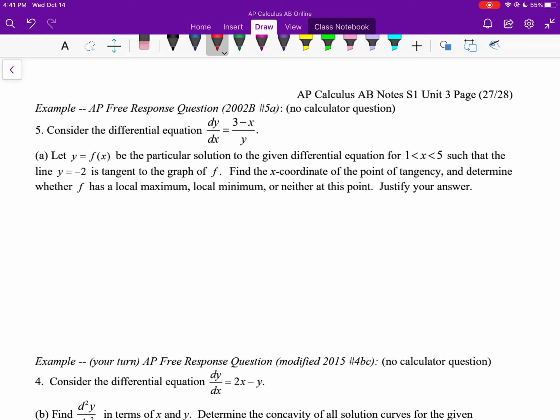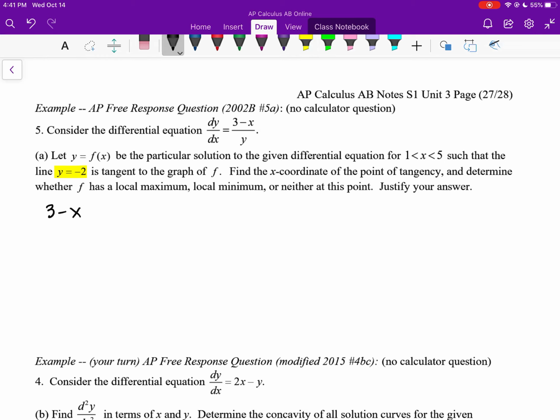And so we know that the line y equals -2 is tangent to the graph of f. And so we know that at a particular point, the slope over there would be 0. If you have a horizontal line, y equals -2 is a horizontal line, then we would know that we're going to have a slope that's equal to 0. And so let's go find that particular point.